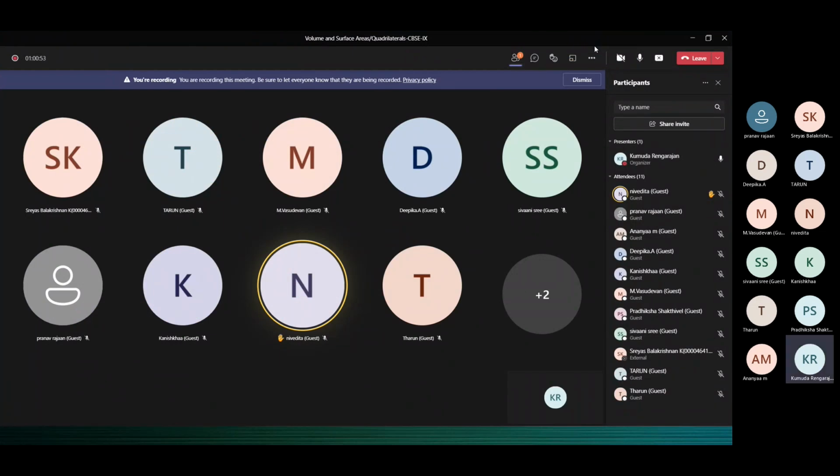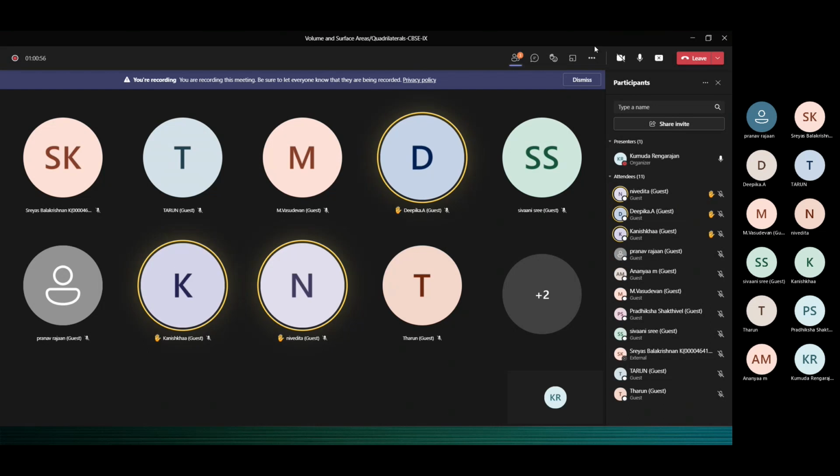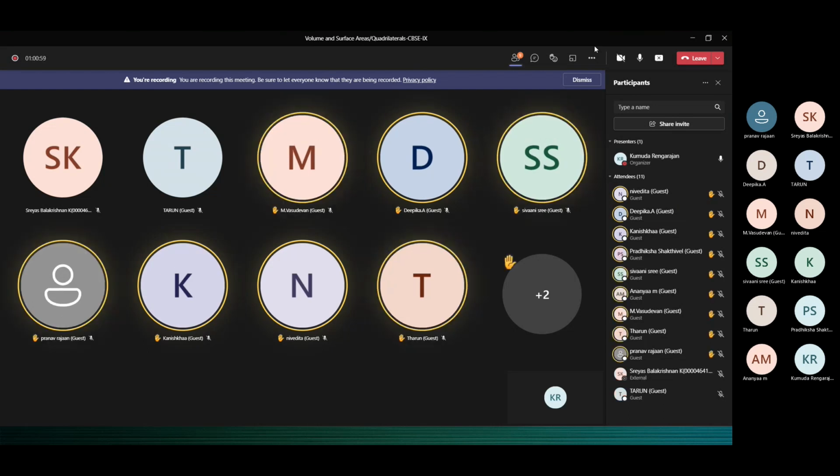Class, use the emoji, raise your hand. Shreyas. Are you there, Shreyas? Nivedita, are you there? Nivedita.